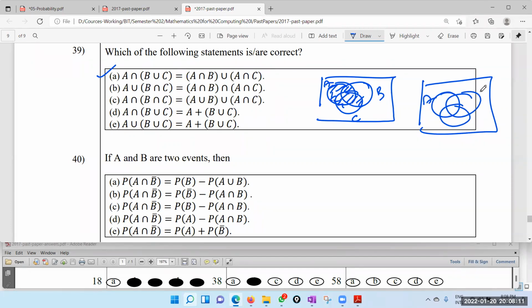You have to mark the same way. A, B, C. A intersection B, this area. A intersection C is this area. So this is wrong. A intersection B intersection C is, no, this can't be right. A intersection B intersection C means the middle one, that small area. But this is A union B union, right?